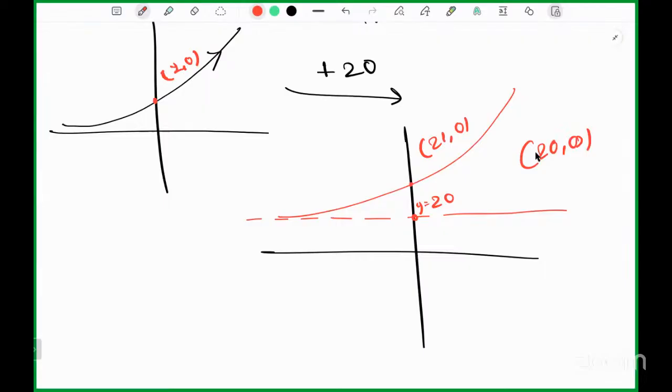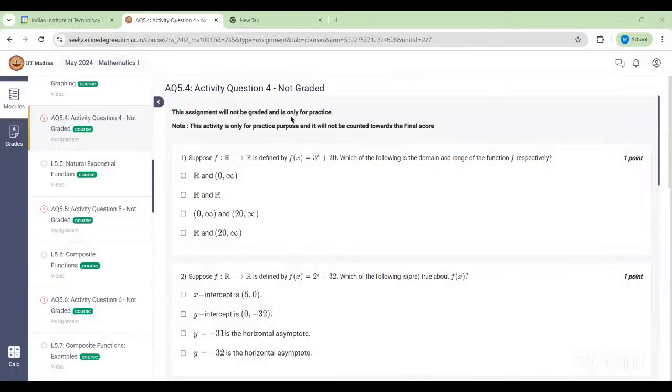I'll just take a moment to show you guys how the graph will change if you add or subtract any constant, or multiply and divide any constant, in both the coefficient of x and y. Okay, so I hope my screen is visible.